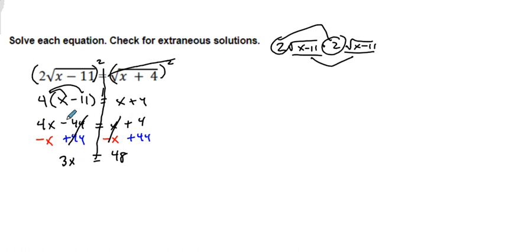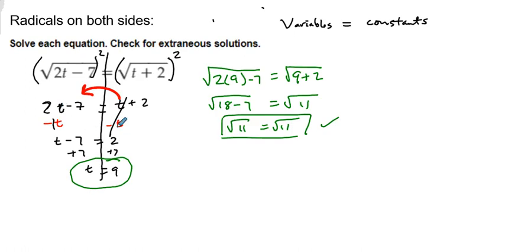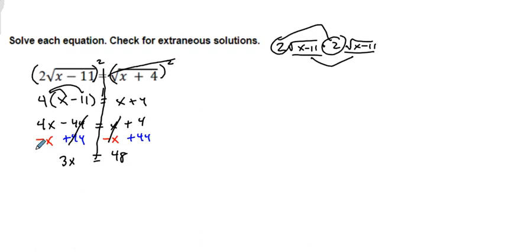Now, all I did is combine two steps, like on the last one. I did this first, got this, and then I got rid of that. So I'm doing the same thing, just putting it in one step. So you get 3x equals 48. Next step is to divide both sides by 3, and we get x is equal to 16.